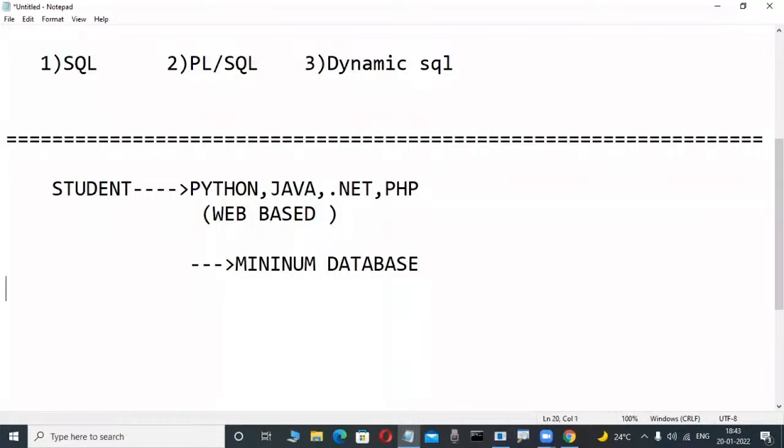In those databases, minimum knowledge means stored procedures, a concept that is regularly used. That's why when Java or .NET programmers attend an interview, many interviewers ask: write a query to display the highest salary employee, write a query to display the second highest salary employee, what is a join, write a query to delete duplicate rows from a table. So many predefined queries they ask.